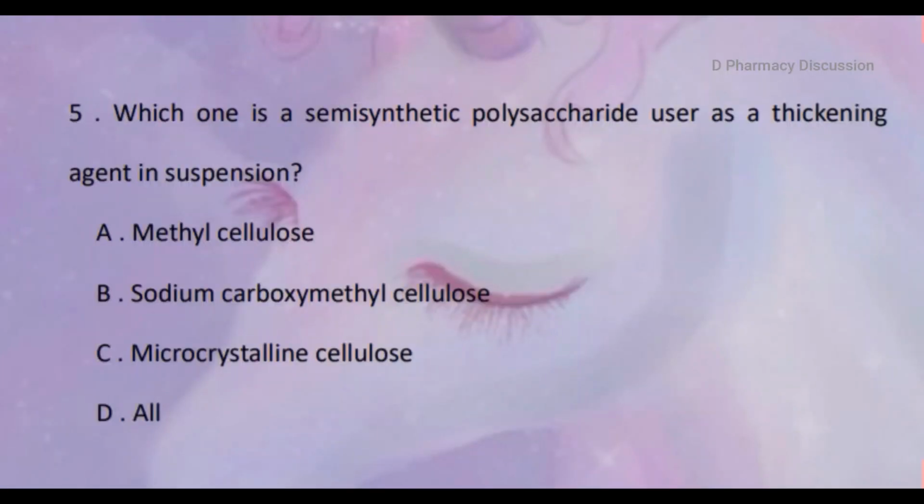Question number 5, which one is a semi-synthetic polysaccharide used as a thickening agent in suspensions? Options are A methyl cellulose, B sodium carboxy methyl cellulose, C microcrystalline cellulose, option D all. Correct one is option D all. All these options are semi-synthetic polysaccharides and are used as thickening agents in suspensions.